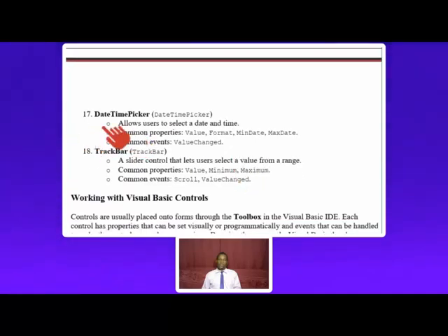We have another control as well which we call the date time picker. It allows users to select a date and time. Common properties will include value, format, min date, max date. Common events will include value changed. Then we have the track bar, a slider control that lets users select a value from a range, and common properties will include value, minimum, maximum. Then common events will be scroll, value changed.